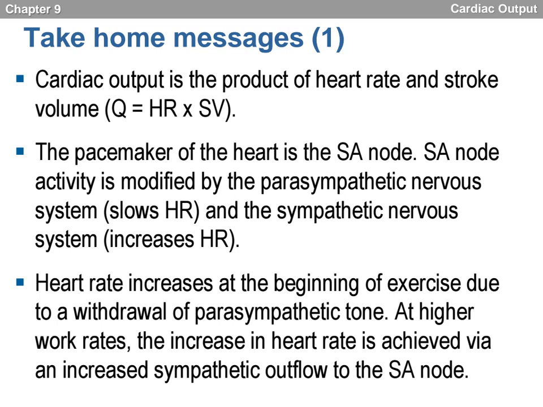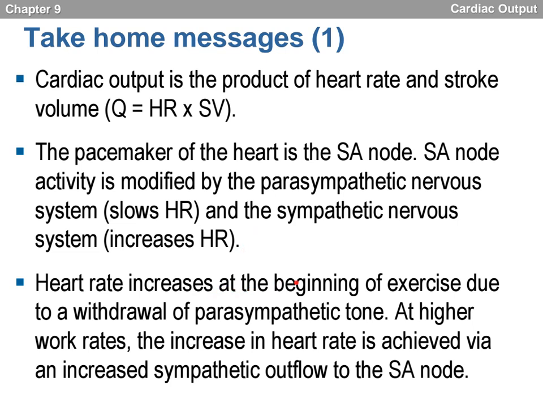Here are our take-home messages. Cardiac output is the product of heart rate and stroke volume. So Q is the cardiac output. It equals heart rate simply multiplied by stroke volume. The pacemaker of the heart is the SA node or sinoatrial node. The SA node activity is modified by the parasympathetic nervous system. It slows down the heart rate via the release of acetylcholine, and the sympathetic nervous system increases heart rate via the release of norepinephrine at synapses on the SA node.